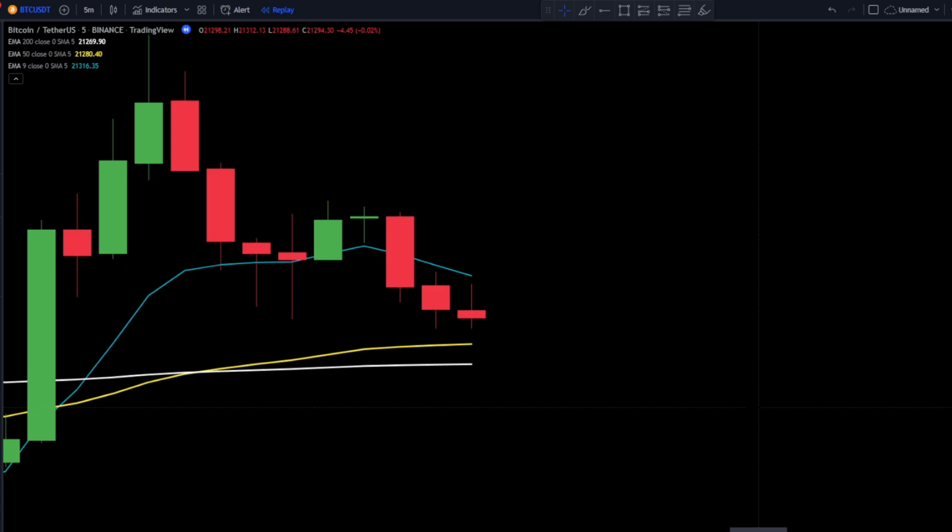Now there are 2 options. Either price crosses below the EMA 50, or price bounces off the EMA 50. Ideally, we want price to bounce off the EMA 50, as this is a good sign for price to go up, but even if it crosses the EMA 50, we can still easily trade this. First, let's look at the bounce.